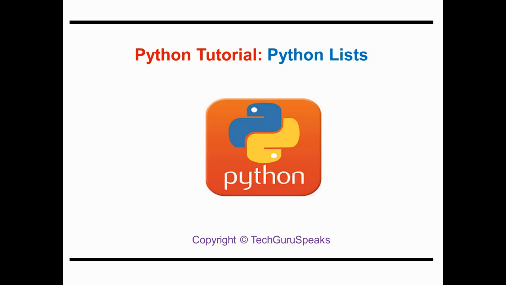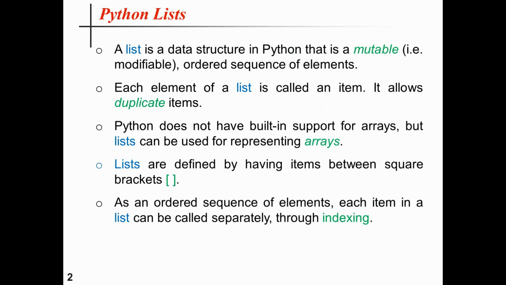Today I would like to describe an important data structure in Python that is called Python list. A list in Python is basically a data structure which is mutable, that means modifiable, and it represents an ordered sequence of elements. Each element of a list is called an item and it allows duplicate items.